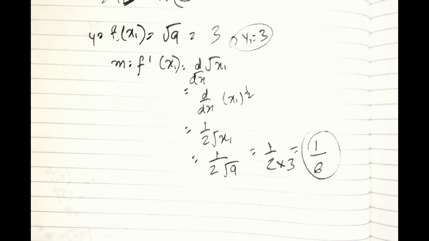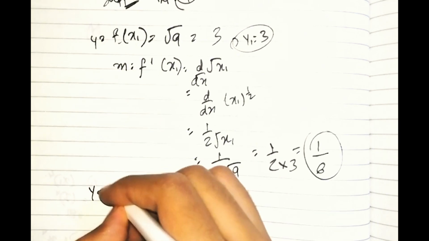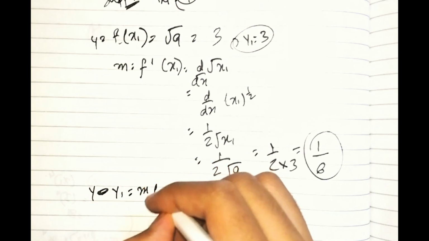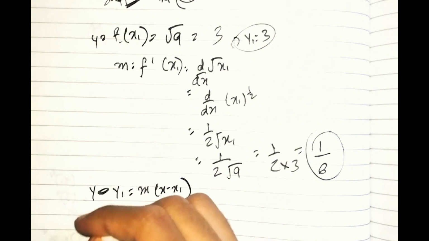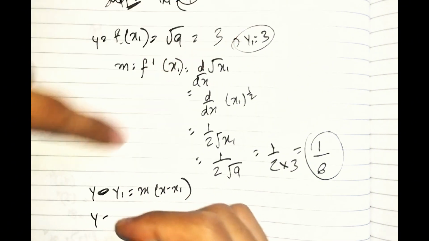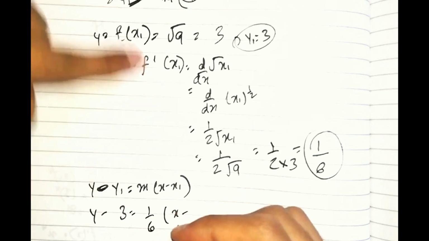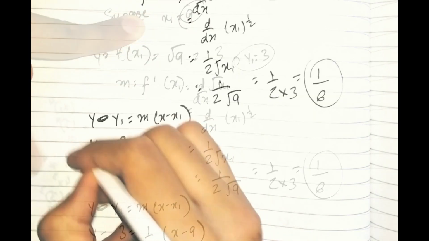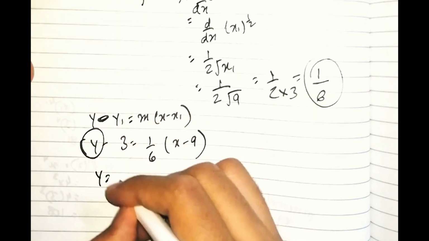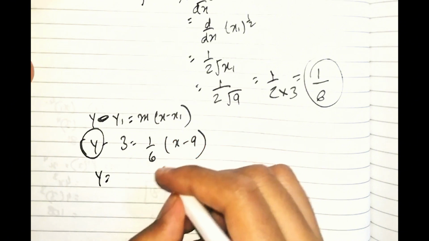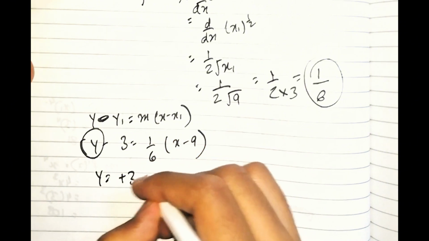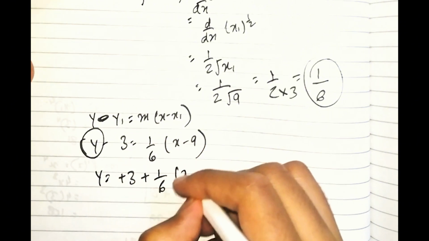Now let's put all of these things into the point slope form. y minus y1 is equal to m times x minus x1. So y minus, the value of y1 is 3. The value of slope is 1 by 6, x minus, the value of x1 is 9. So let's derive an equation for y. We have 3 will move to the other side with the opposite sign. It will become y equals positive 3 plus 1 divided by 6 times x minus 9.